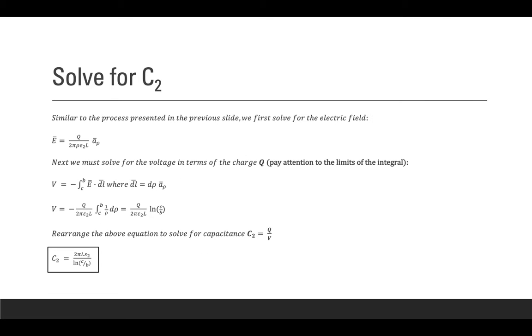To solve for the second capacitance, we follow a similar process as presented in the previous slide. This time, we use the second dielectric in order to solve for the electric field. This is labeled as epsilon2. Next, we solve for voltage. The limits of our integral now go from the outer plate C, which is the ground, to the middle boundary B. Again, we can then solve for the capacitance using the given equation.